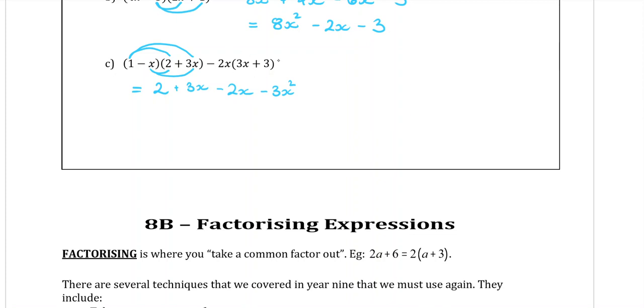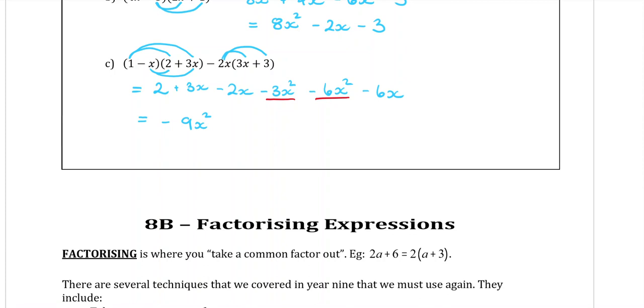Then the second part of this question is just multiplying the minus 2x into that final bracket. So minus 2x times 3x is negative 6x squared, and minus 2x times 3 would be negative 6x. With all that expanding, there are like terms that we can collect. So I'm going to start with the x squared terms. I have minus 3 minus another 6, so that is negative 9x squared.